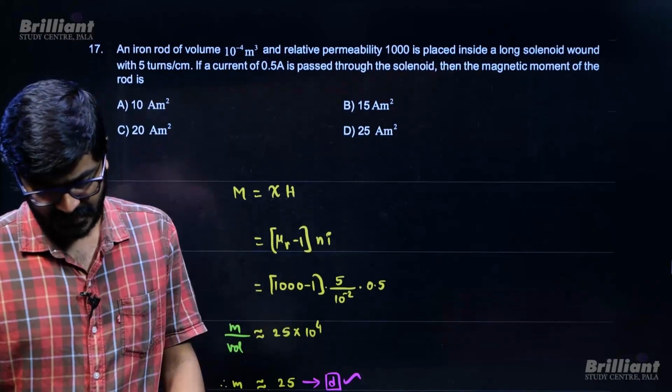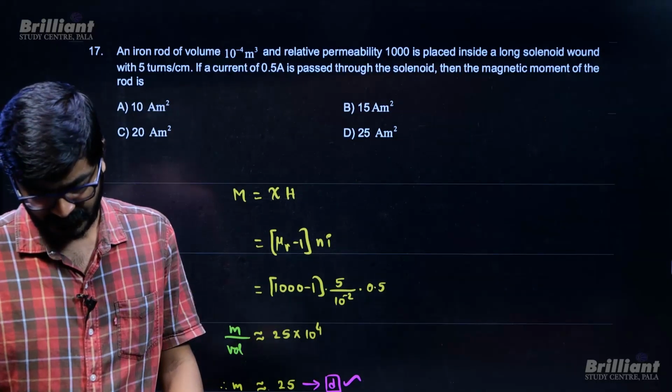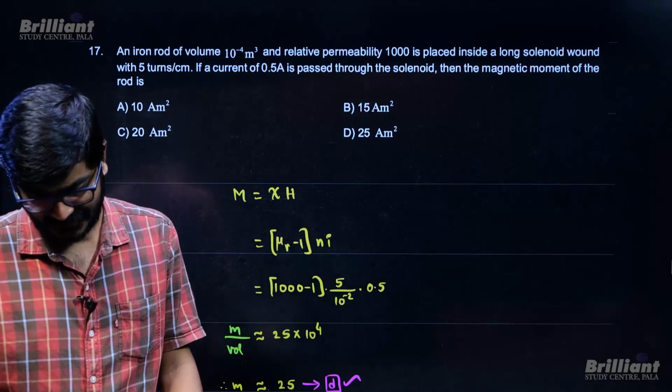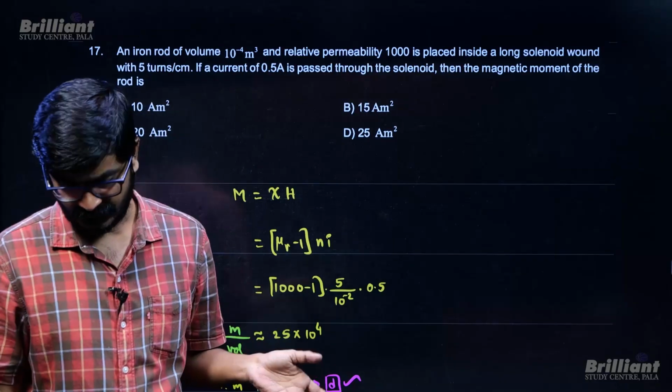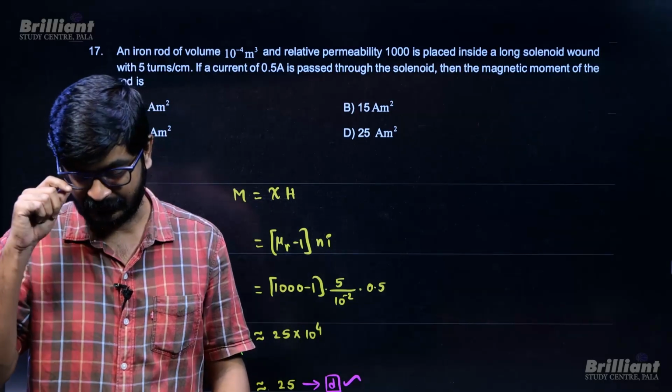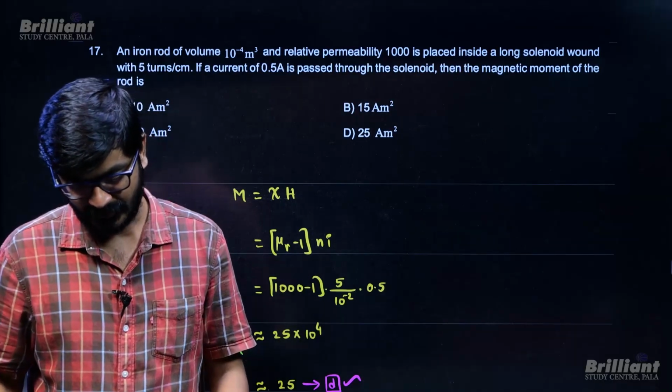So going to the first question, an iron rod of volume 10 power minus 4 meter cube and relative permeability 1000 is placed inside a solenoid wound with 5 turns per centimeter. If the current of 0.5 ampere is passed through the solenoid, then find the magnetic moment of the rod.